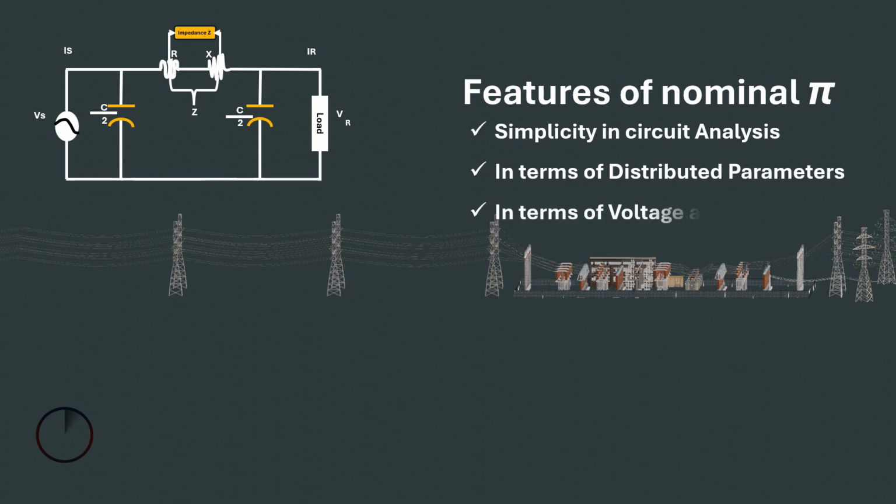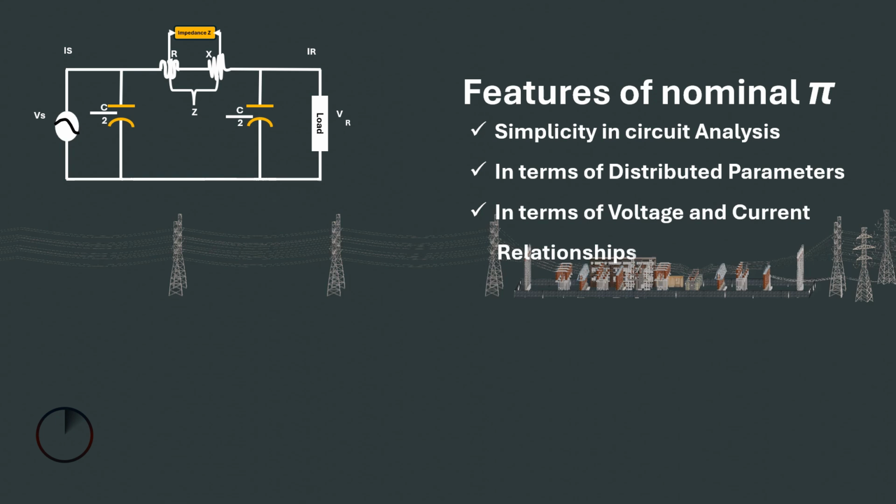3. In terms of voltage and current relationships, the Pi model allows for straightforward calculation of the voltage and current relationships at both ends of the transmission line. The model divides the line into two halves, with shunt capacitance at both ends. This makes it easier to analyze under different loading conditions.